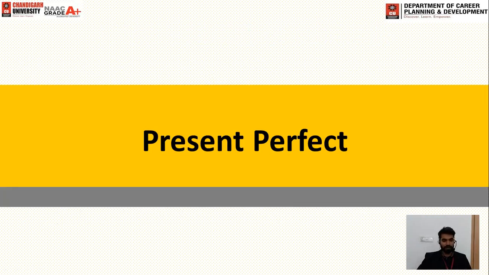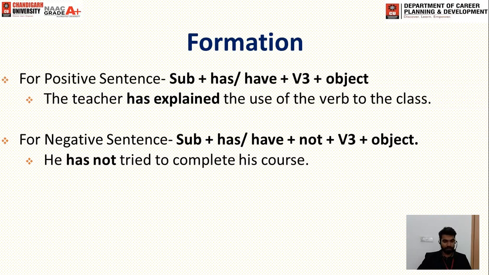Okay, moving on to the present perfect tense. This is the third one. For a positive sentence we have subject plus has/have plus verb third form plus object. The teacher has explained the use of the verb to the class. For the negative, subject plus has/have plus not plus verb third form plus object. He has not tried to complete his course.